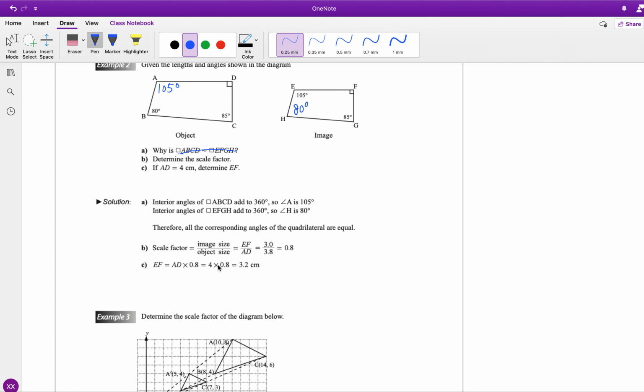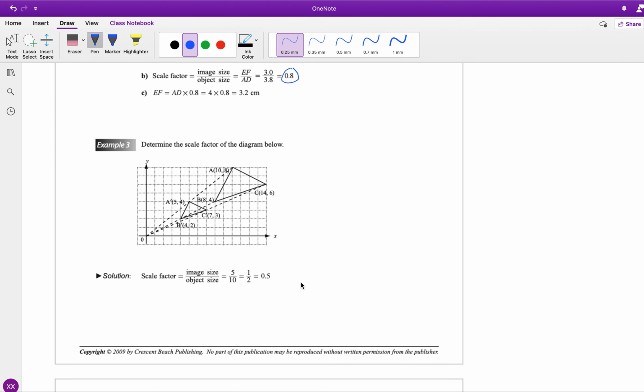So for the scale factor, you just have to pick EF and then AD. The scale factor is smaller than 1 because this is small and that is large. So from this one to that one is an enlargement. Am I talking about this correctly? Yeah, so this is EF, and that is that. This image is the object. From the object to the image, this is a reduction. Therefore, it's smaller than 1.